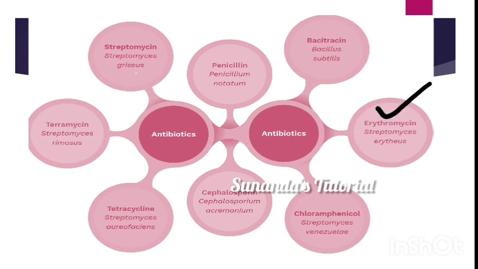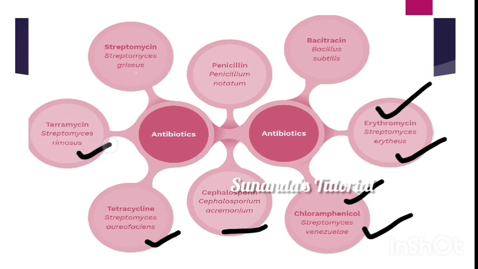Erythromycin is produced from Streptomyces erythraeus. Chloramphenicol is produced from Streptomyces venezuelae. Cephalosporin is produced from Cephalosporium acremonium. Tetracycline is produced from Streptomyces aureofaciens. Then terramycin is produced from Streptomyces rimosus.